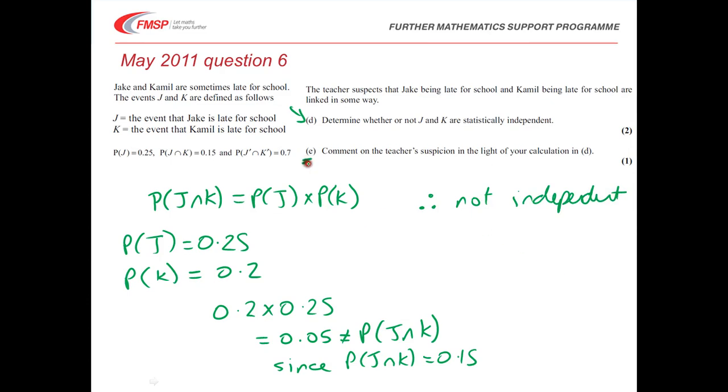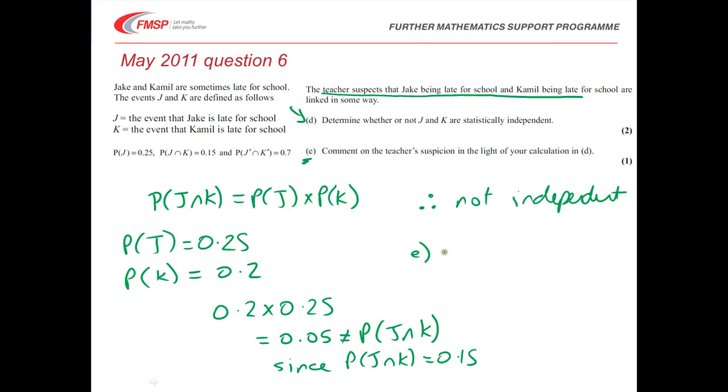So comment on the teacher's suspicion in light of your calculation. So the teacher suspects that Jake being late for school and Camille being late are linked. So because they're not independent, this does confirm the teacher's suspicion. Not independent does imply that there is a link. So this is worth 1 mark. So you can't just write yes or no. You do have to evidence it.